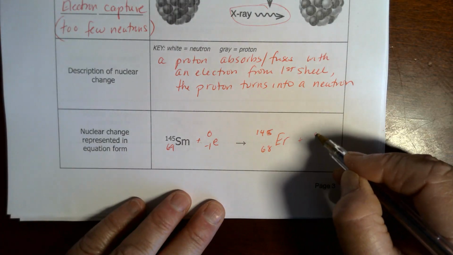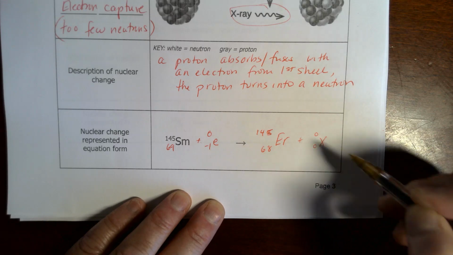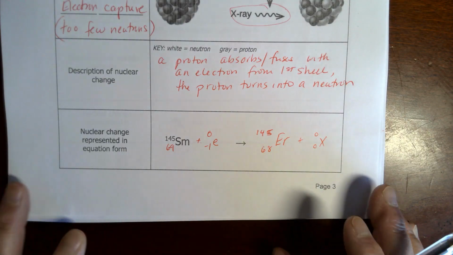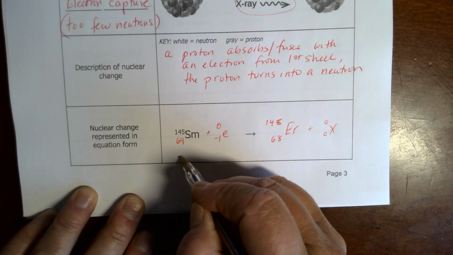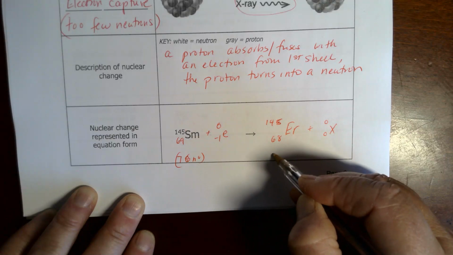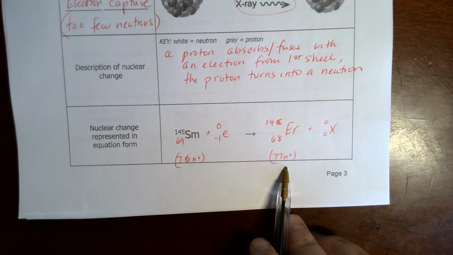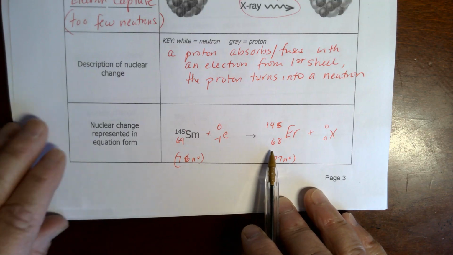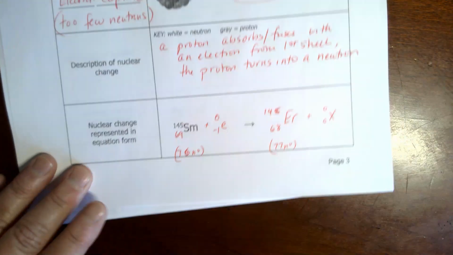We can also represent those X-rays. X-rays have a mass of 0 and an atomic number of 0. And we'll call it X for X-ray. But what we can see here is 145 minus 69, that's going to give us 76 neutrons. 145 minus 68 is going to give us 77 neutrons. So you can see here that the number of neutrons increases while the number of protons decreases. Okay, so that's effectively a proton turning into a neutron there.